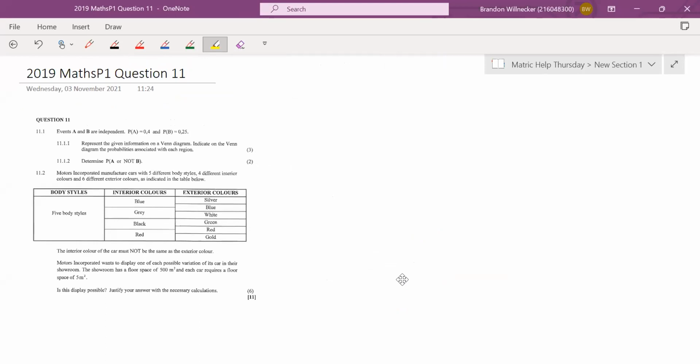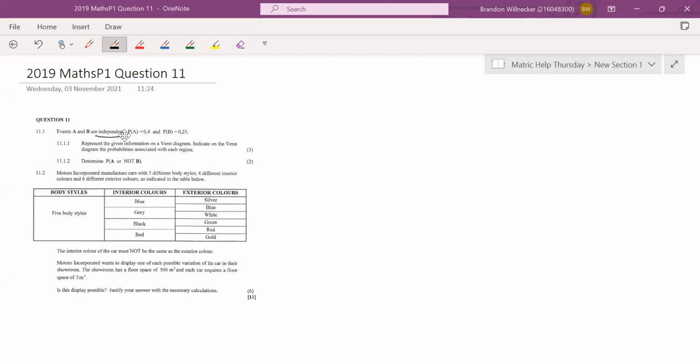Okay, so this probability question is question 11 from 2019 Maths Paper 1. Question 11.1. Events A and B are independent. Okay, that's good to know. Now, we know that they're independent. Now we need to know, what does independent mean in terms of probability? Next, the probability of A is 0.4. The probability of B is 0.25.